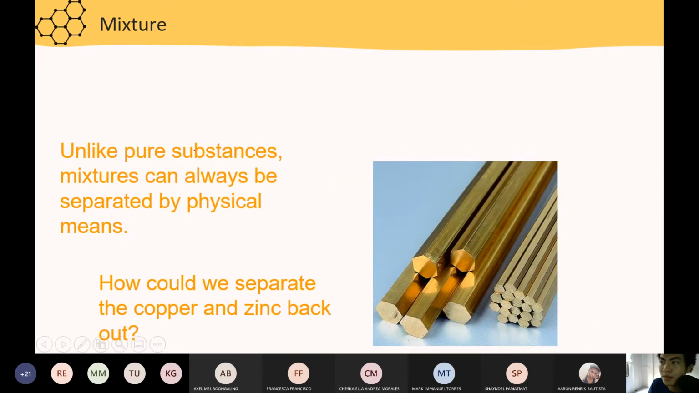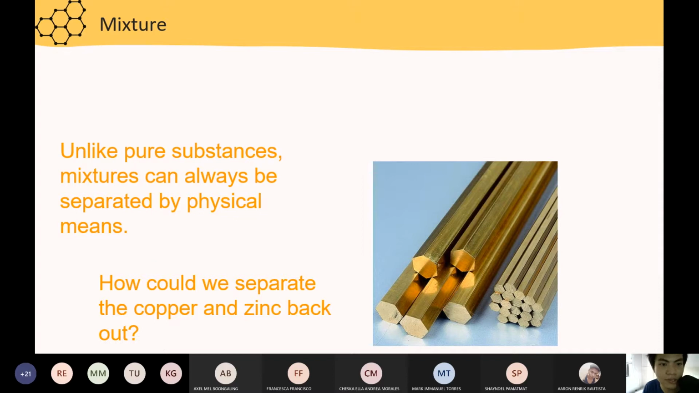So, unlike pure substances, mixtures can be separated by physical means. Now, when we say physical means, that means we need to use physical objects, or sometimes we make use of their physical properties in order to separate them. Okay, this is our question: how would we separate the copper and zinc back out? Let's make use of the physical properties of these elements.